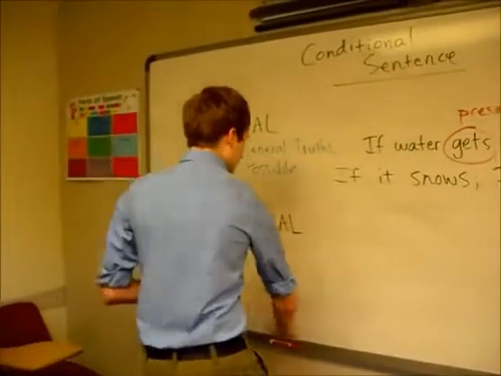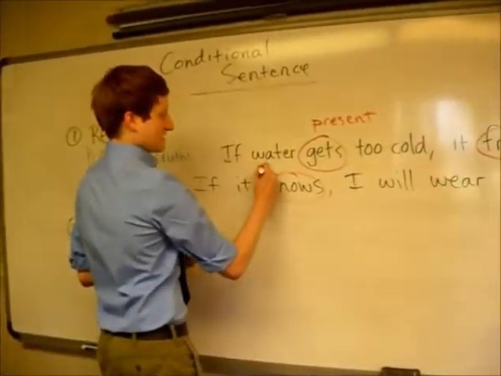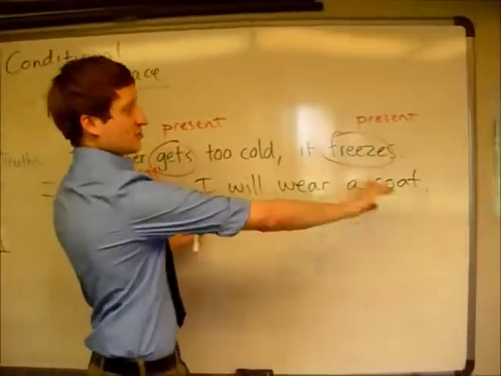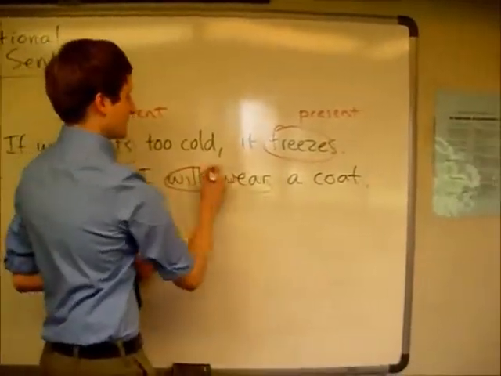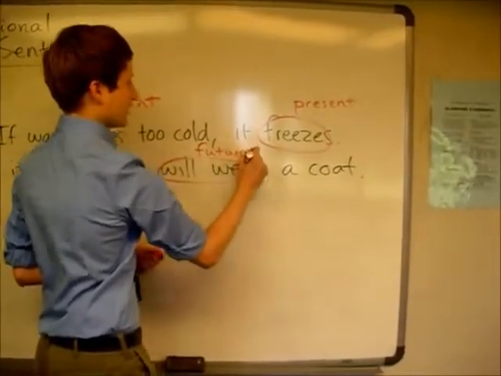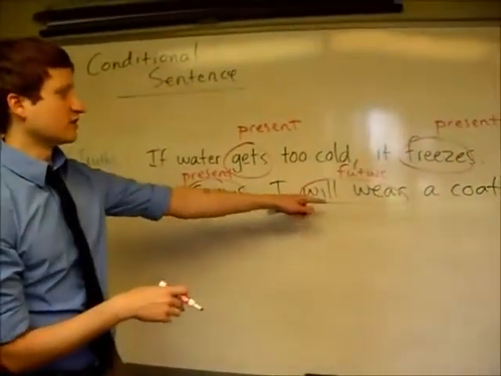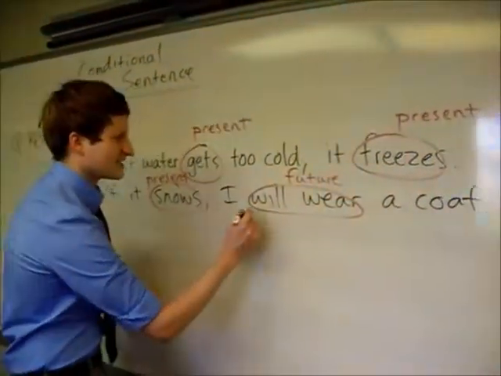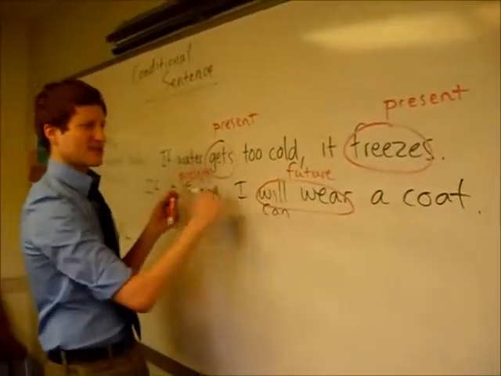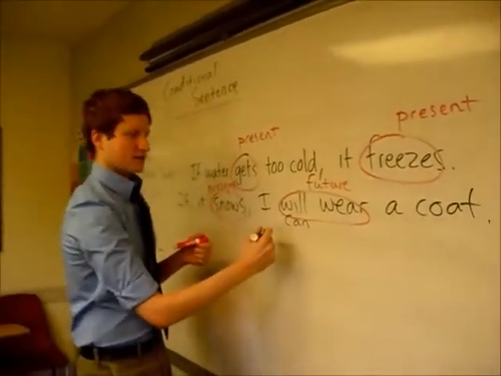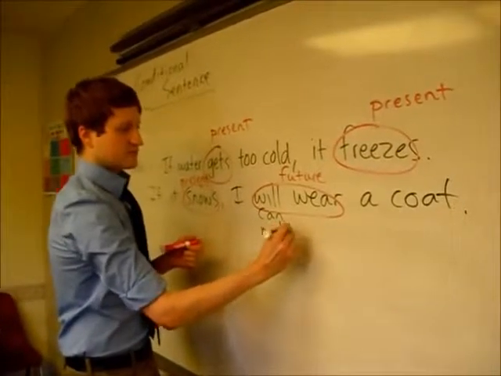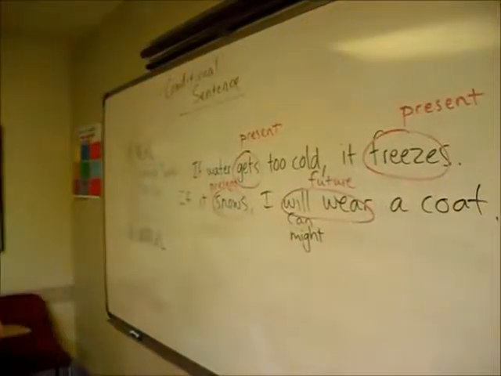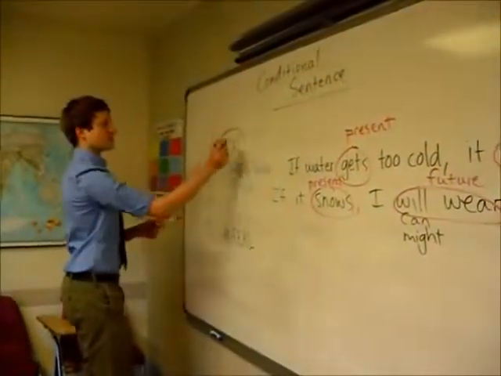So in this situation, we use the present after if. And then in the result, in the consequence, we actually have the future, with will. And actually, sometimes other modals can be used. It's okay to say can. If it snows, I can wear a coat, or I might wear a coat. So you can use other words. Usually we use will, right? Present, future. These are for real things, the real world.